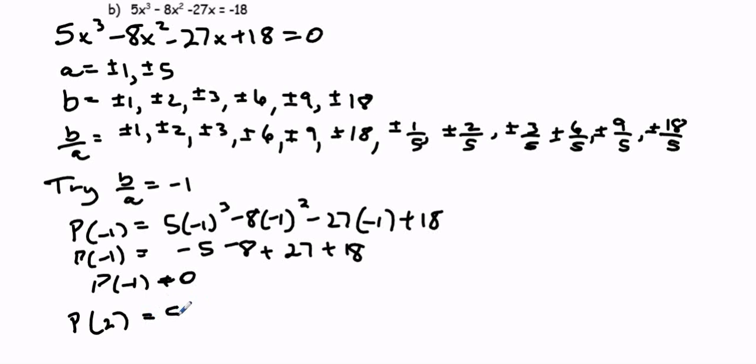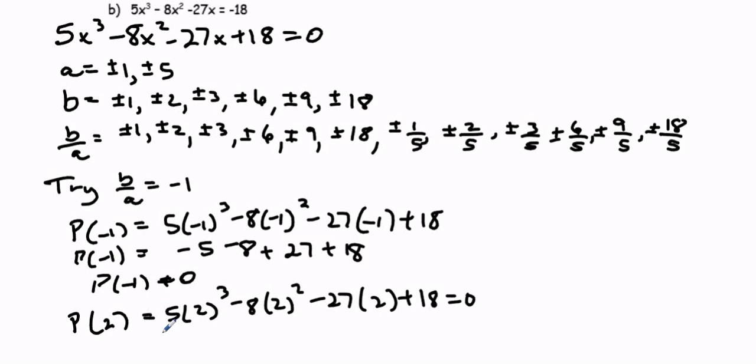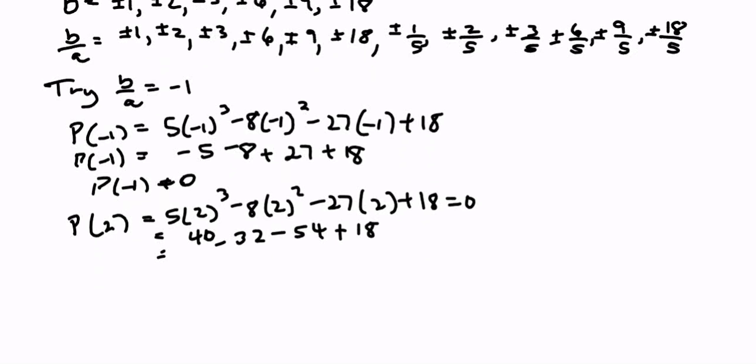If I put in p of 2, this is an arduous process sometimes. When I look at that, this is positive 40. This is negative 32 minus 54 plus, I should probably have a calculator here. So 40 minus 32 is 8. That's not going to work. So again, p of 2 is not equal to 0.